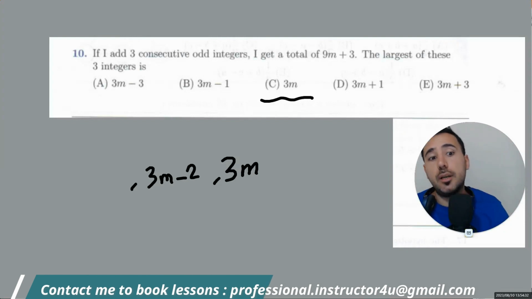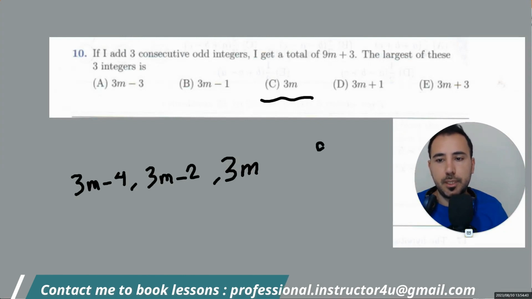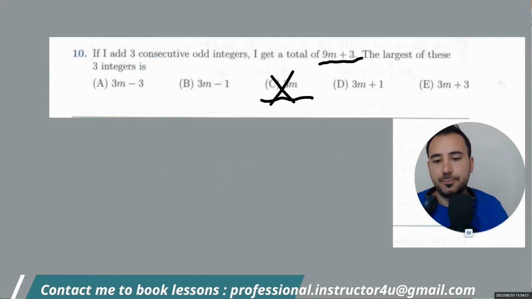And then the one before that is going to be 3m minus 4. Okay, so now what is the total of this? When we add them, it's going to be 9m minus 6. So definitely, they're not the same. So this one is definitely not the answer. So which one is it? I think it's kind of obvious.